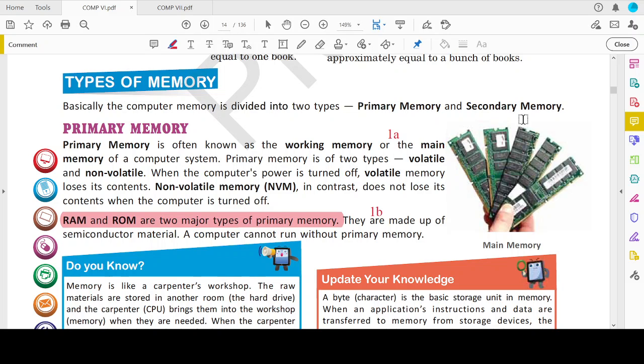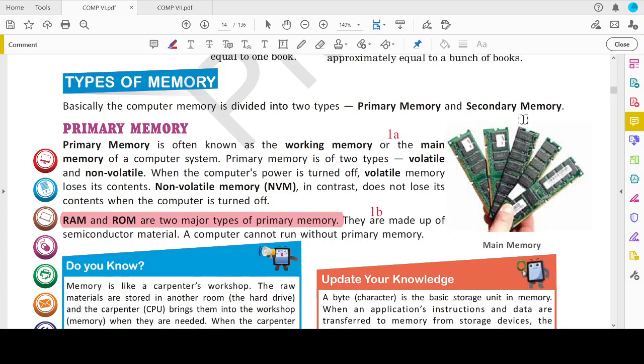Primary memory is of two types, volatile and non-volatile. When the computer's power is turned off, the volatile memory loses its content. So when the power is there, the content will be there in the volatile memory. As soon as the power of the computer is off, it will lose all its content. The non-volatile memory, in contrast, does not lose its content when the computer is turned off. So it will keep the data permanently.